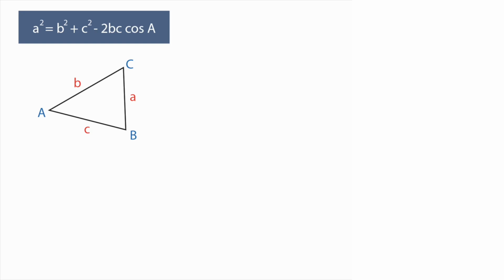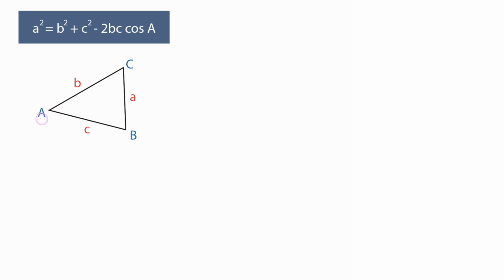In this lesson, we're going to look at the cosine rule. I've got the cosine rule here: a squared equals b squared plus c squared minus 2bc cosine A. I've got this triangle here, and this is just so we can identify the vertices and the lengths.